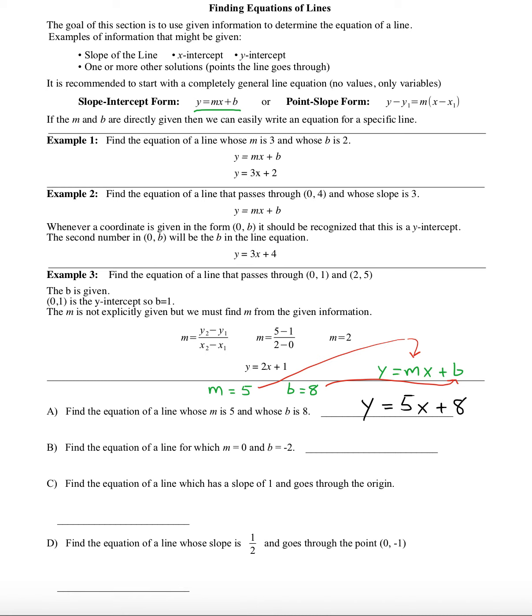Okay, so how about for b? We'll get y equals 0x plus negative 2. We'd rather simplify that, though, and get y equals negative 2. It should be clear that that is a horizontal line. When the slope is 0, you get a horizontal line.